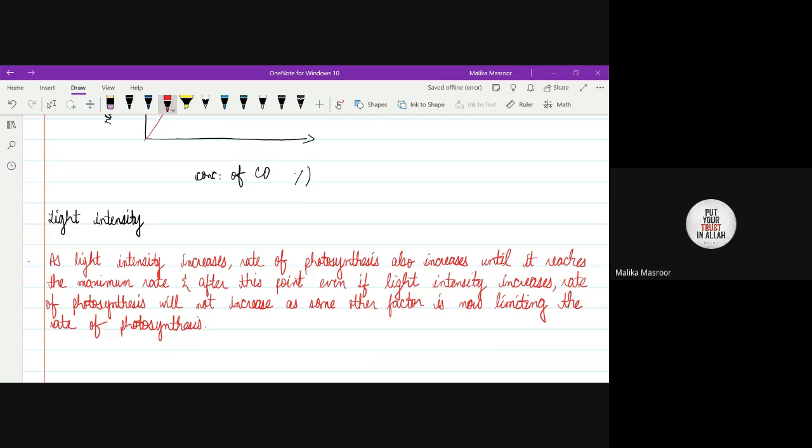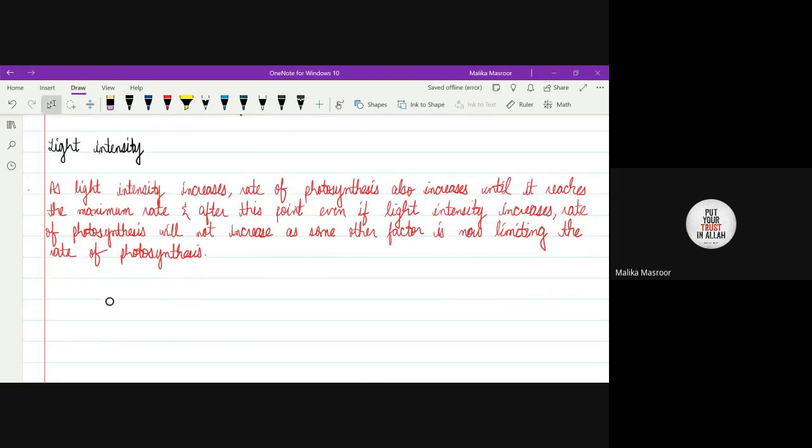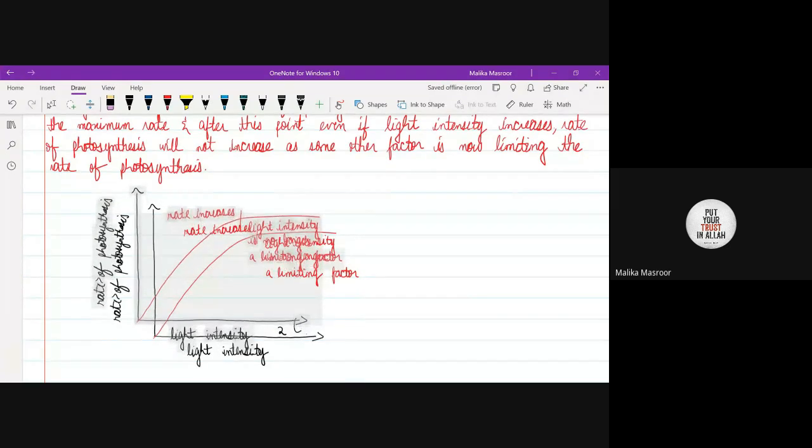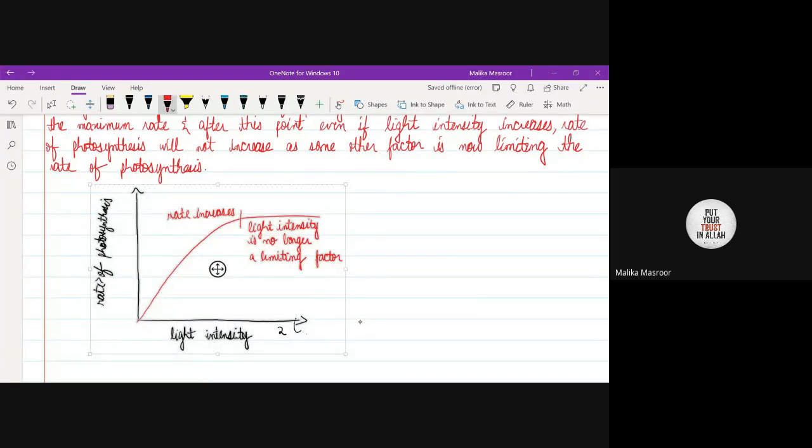Okay, let me copy a graph and show you how it looks like. Okay, right. So this is what it looks like. You can see it increases, and now light intensity is no longer a limiting factor.